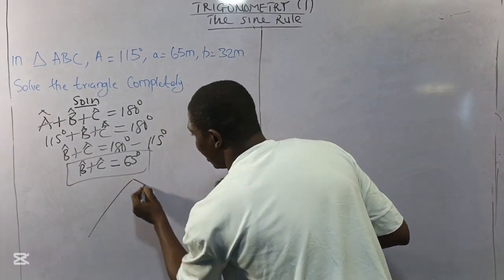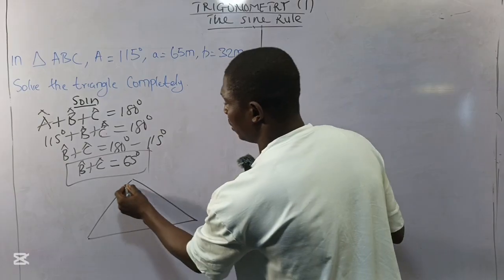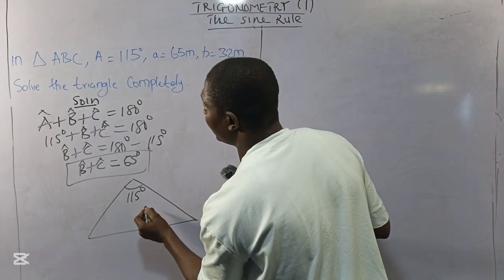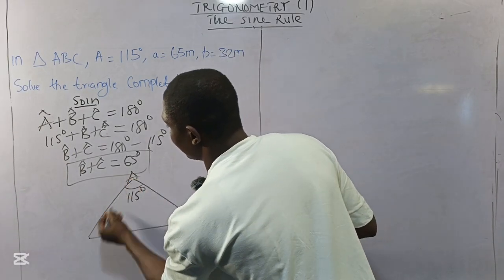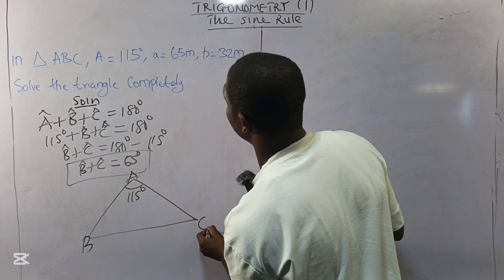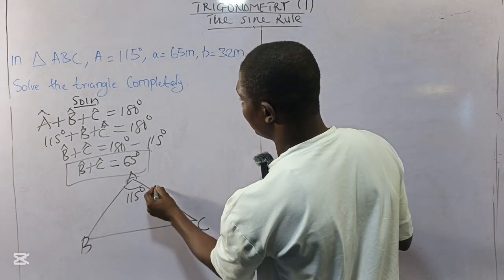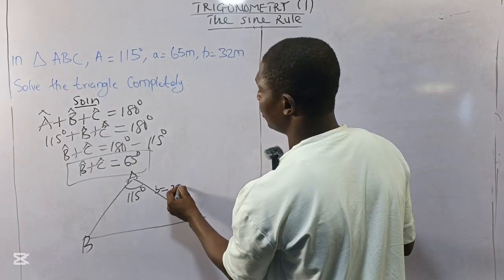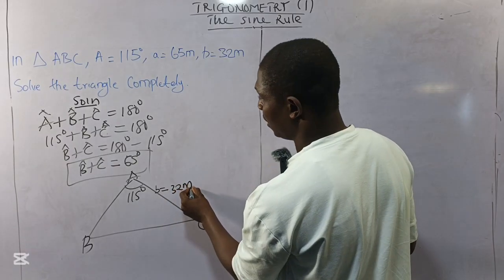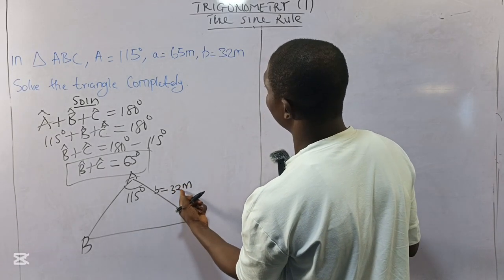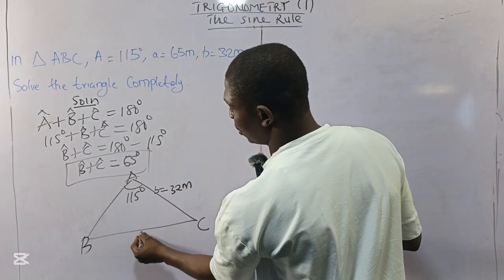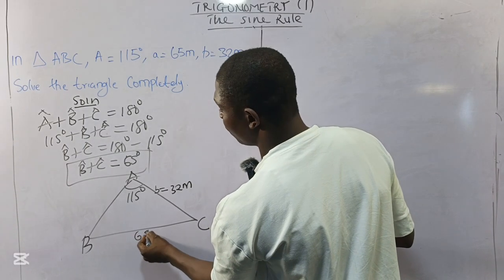Now, let me say this is my triangle. This is my 115 degrees, my A, this can be B, this can be C. Now, where's my b? My b is here. b equals what? 32 what? Meters. And b is 32 meters, yes. And my a is what? 65 what? Meters.